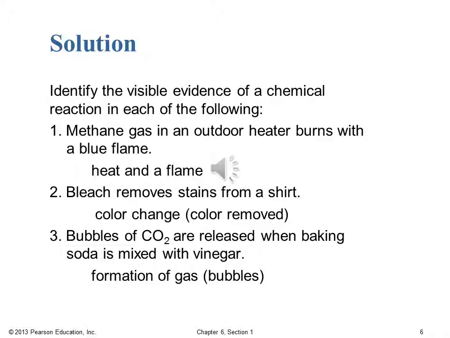Number two, we have the color change, right? The bleach removes stains. So the stains had color, and now the bleach removes them. So going from a color to colorless is an evidence of a chemical change, just like a change in color from one to another, or going from colorless to colored would be other types of evidence of a chemical change.